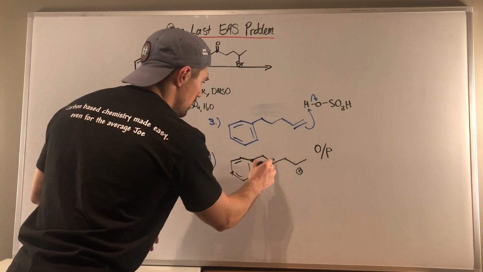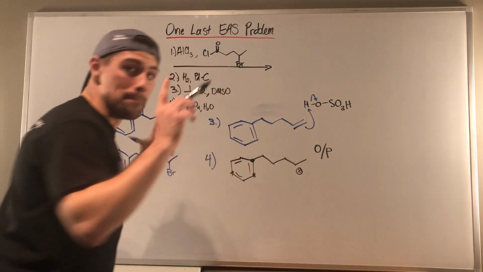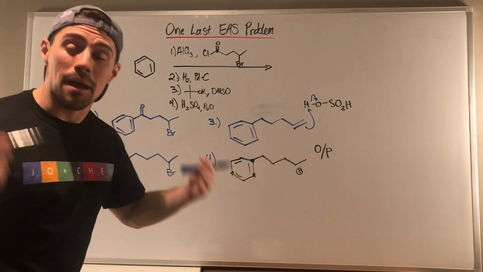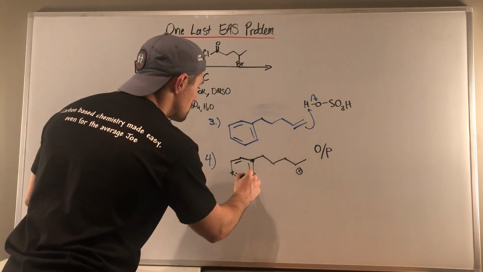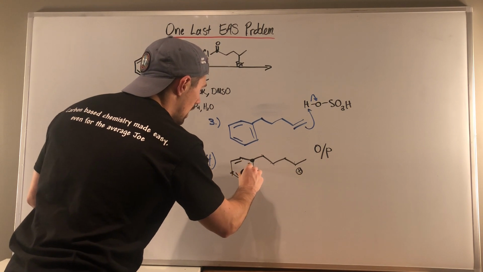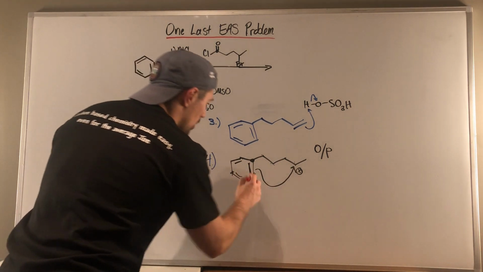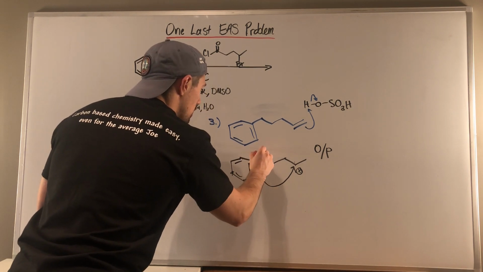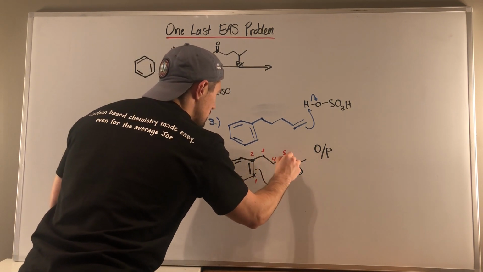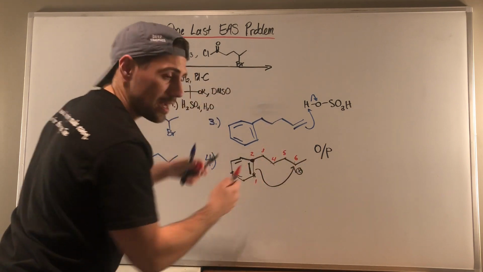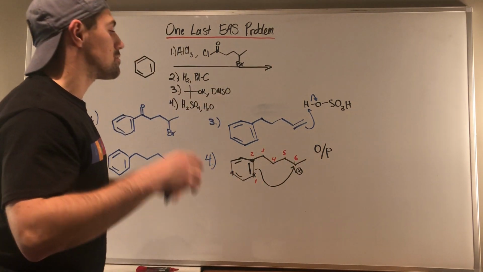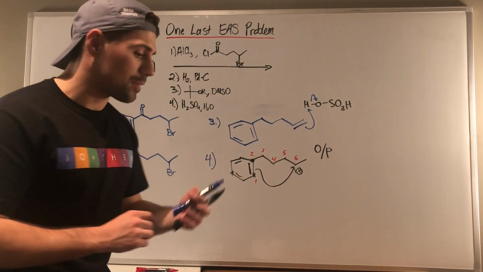1, 2, 3, 4, 5, 6. Bing, bing, bing, bing, bing, bing. 6-membered ring, right? Because if we just take this bond right here and attack, if this is carbon 1 and this is carbon 2, 3, 4, 5, and 6, we're going to close our ring and make the best ring we can possibly make, a 6-membered ring.